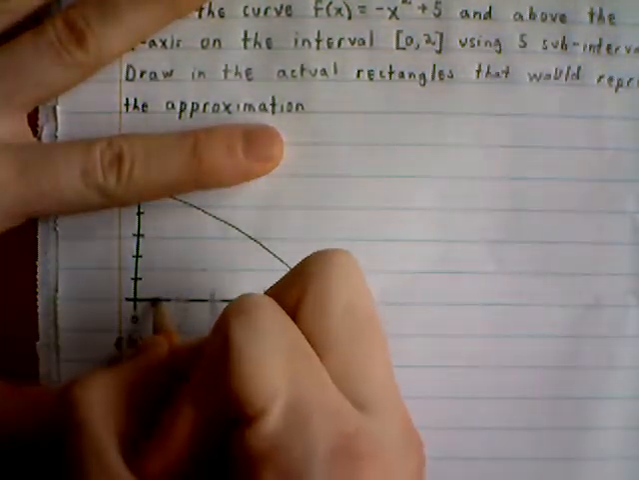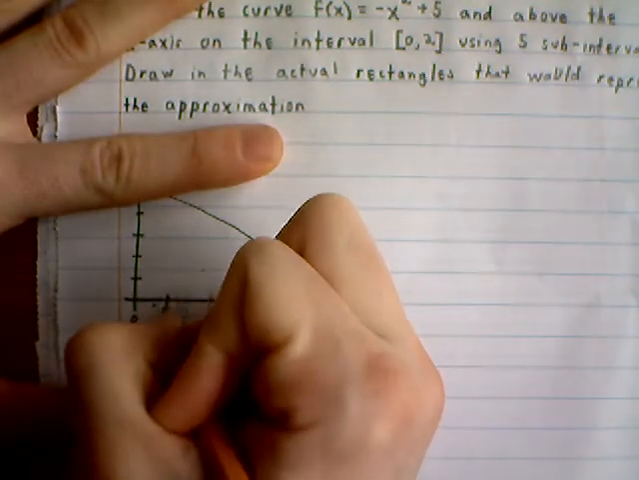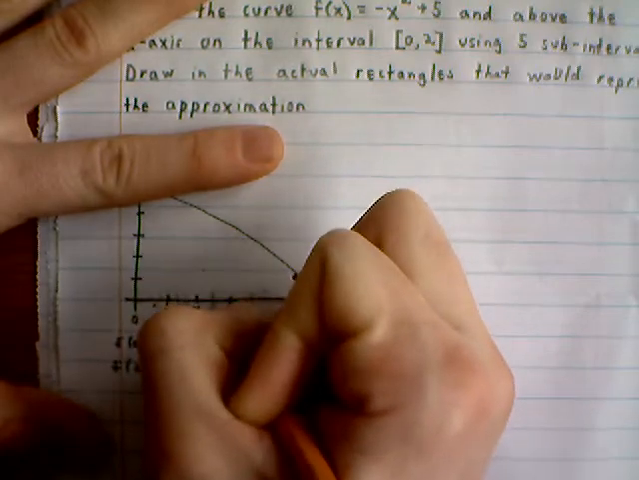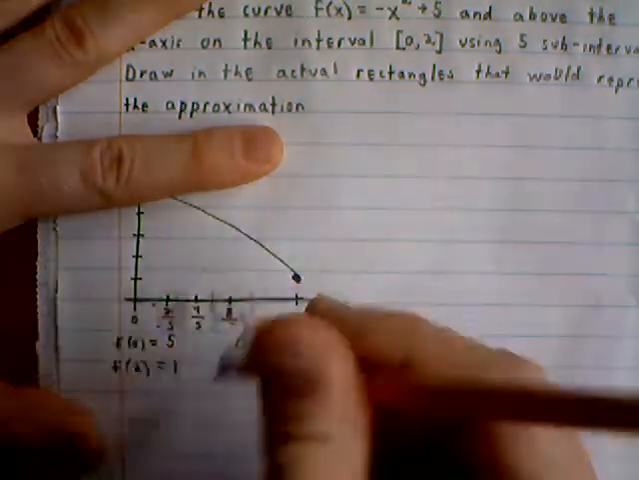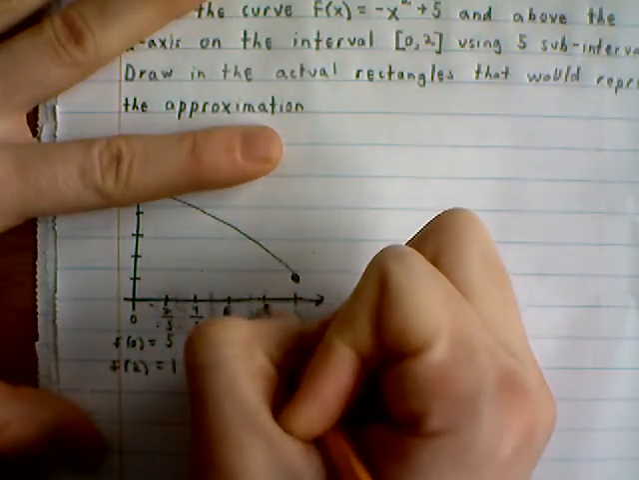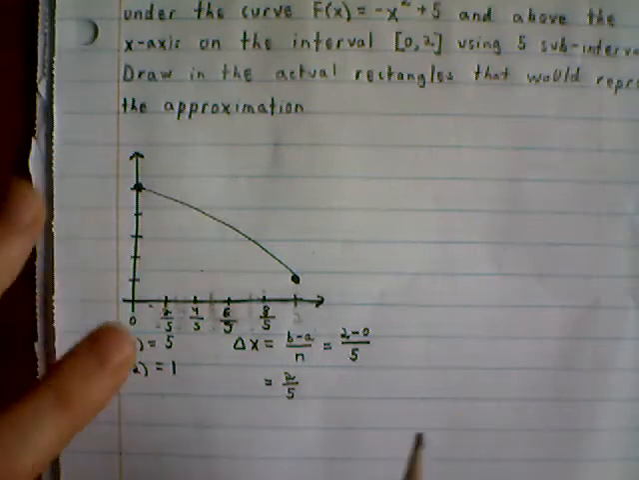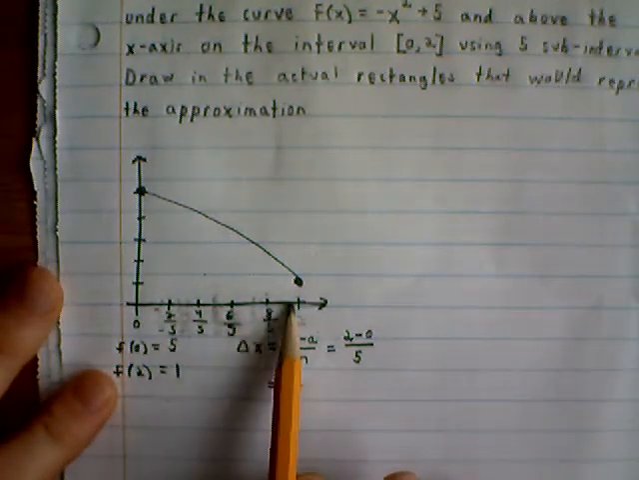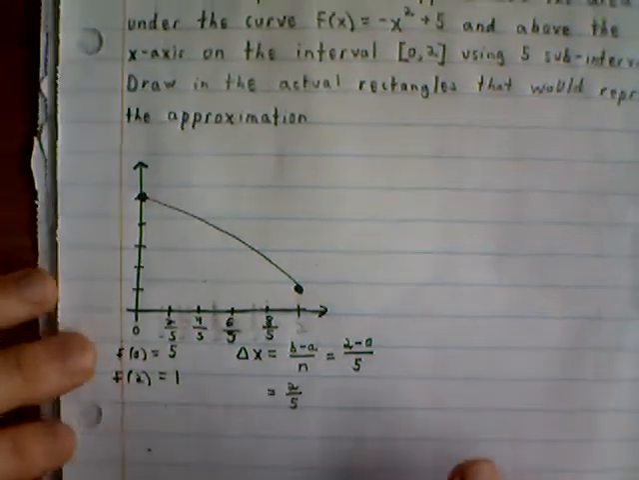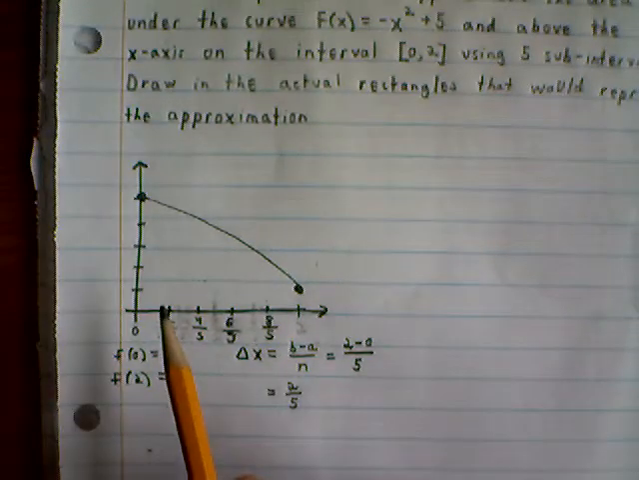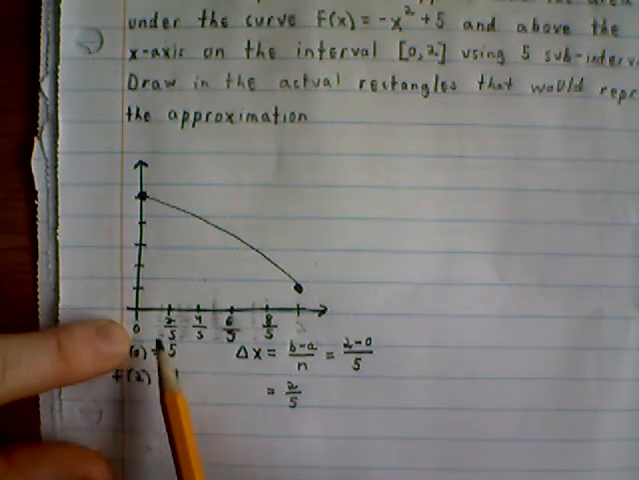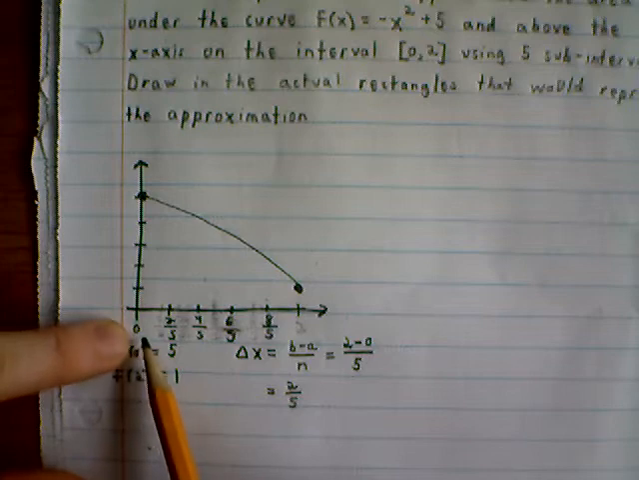I was moving a little too fast. And here we go. So I got 2 fifths, 4 fifths, 6 fifths, 8 fifths, and 2. And now I actually have 1, 2, 3, 4, 5 subintervals. I apologize for that. So now we have to find the midpoint of each rectangle. The midpoint between 0 and 2 fifths is 1 fifth, because if I added these together and divided by 2, I would get 1 fifth.